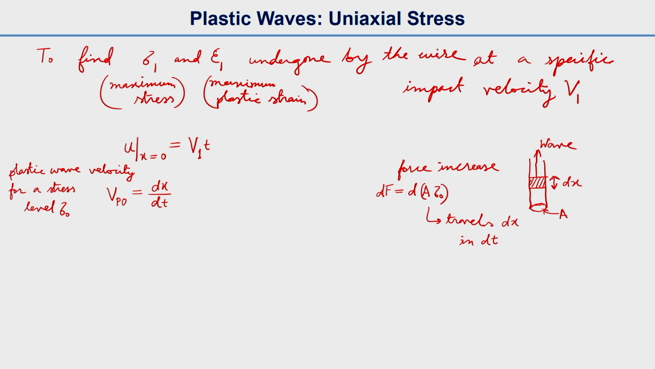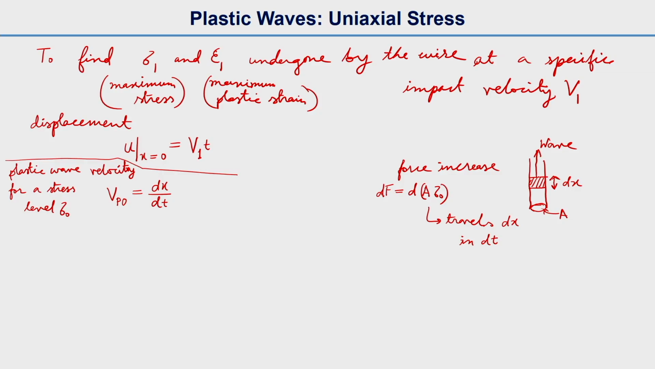So this will be equal to dx by dt. Now V phi naught is equal to dx by dt. So what we eventually will do is, here we will write displacement. So what we eventually will do is, we will apply the conservation of momentum for this small element.